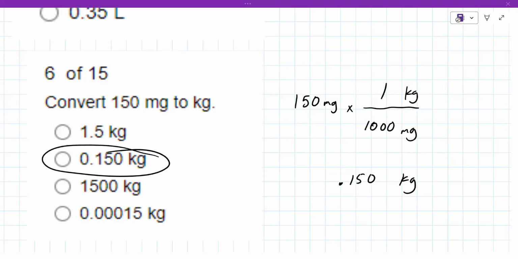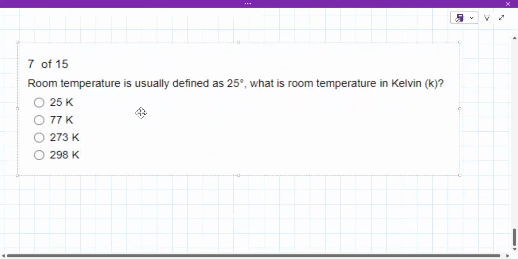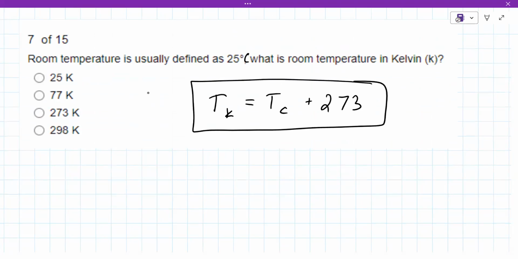Seven is degrees C, I guess. Yeah, it has to be, it doesn't say. Room temperature is usually defined as 25 degrees C. The temperature in Kelvin equals the temperature in Celsius plus 273. This is another formula to write down. So you take the given quantity, 25 plus 273, and you get 298 Kelvin.